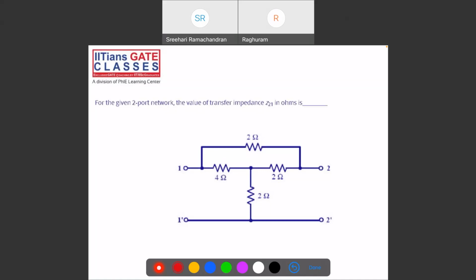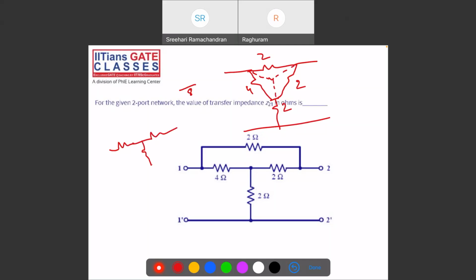Or what else you can do? See, this is again a delta network, the upper one. This is a delta network circuit, right? 2, 2, 4, and 2. Convert this into star, I mean delta to star. This is a simpler way. That way you have to convert 2 times. This is only 1 time, right? So the denominator is 4 plus 2 plus 2, which is 8. This is my circuit. So you always have to try to do it in this way.